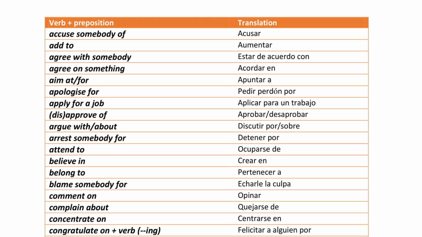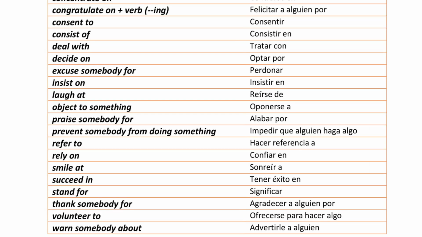Complain about is quejarse de. Okay, if we want to complain about something. Concentrate on, centrarse en. All right, everyone needs to concentrate on things in life. Congratulate on plus verb in gerund. So felicitar a alguien por. Okay. Consent to. So to consent to is consentir. Consist of. To consist of is consistir en. Okay, so it's a very different preposition there. Deal with. So deal with is tratar con.